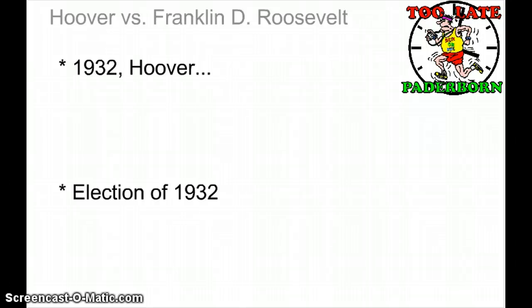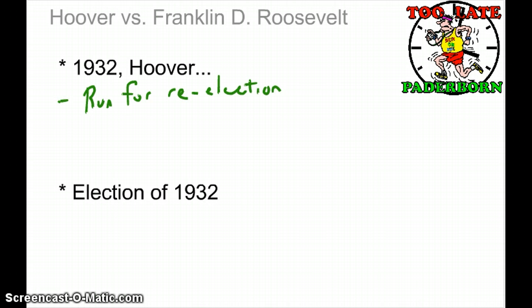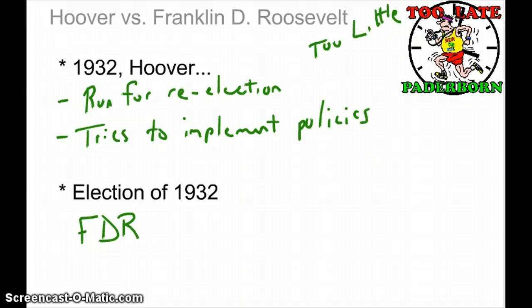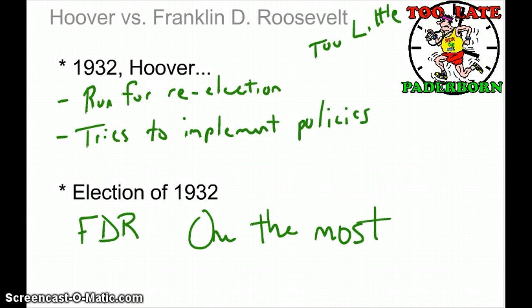Hoover, 1932, wants to run for re-election. And to do that, he realizes that pretty much the entire country is upset with him because he hasn't done anything. So what does he do? He tries to implement some federal policies that will help America. But the bottom line is that it is too little, too late. And so, as a result, Hoover loses the election of 1932 to FDR in a landslide. It ends up being one of the most dominating victories of any presidential candidate in American history.